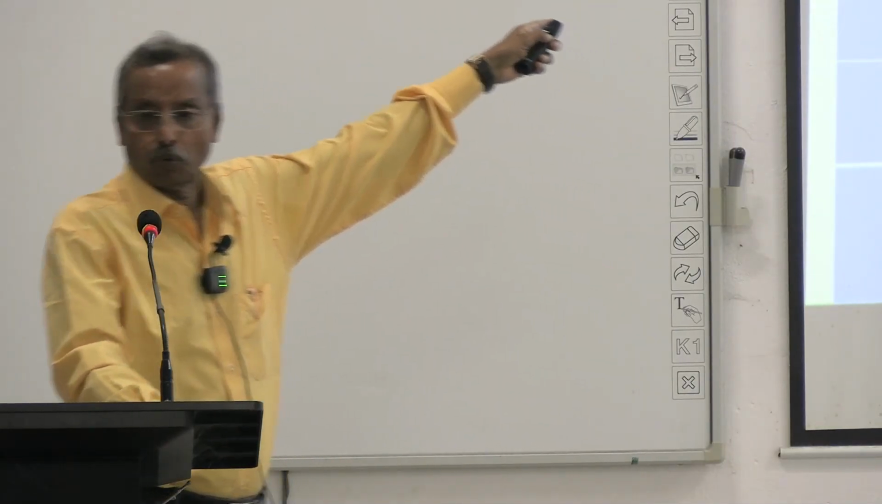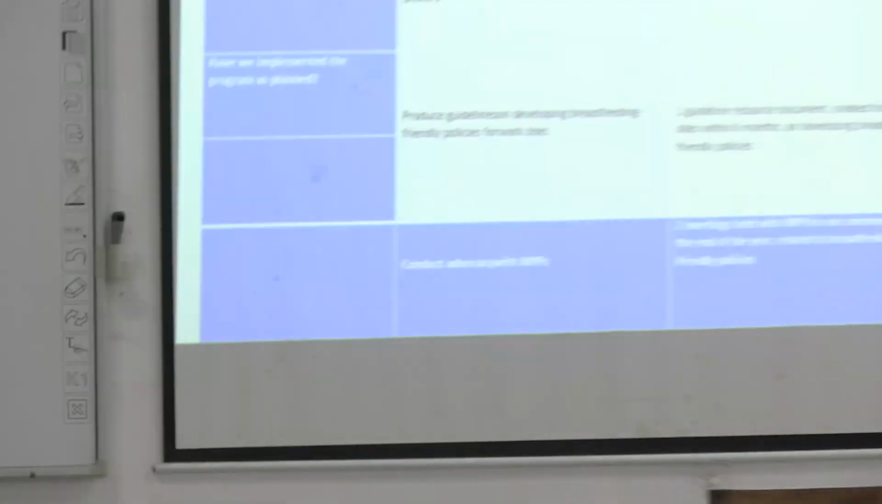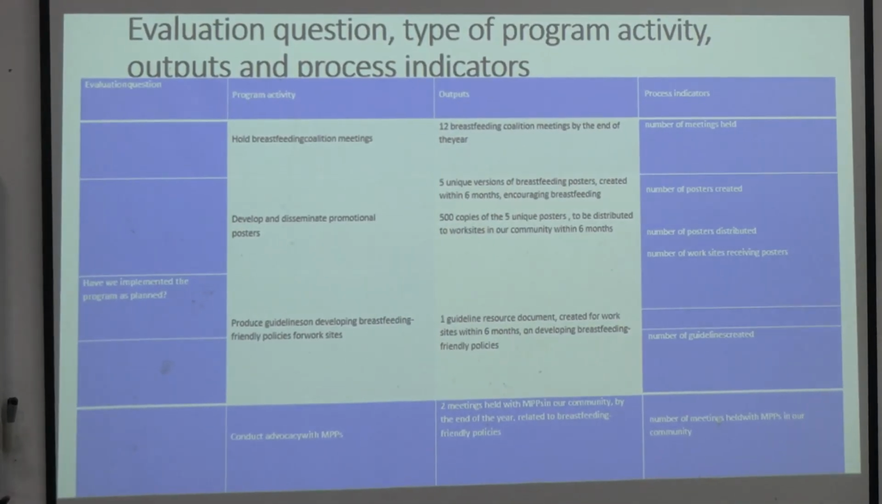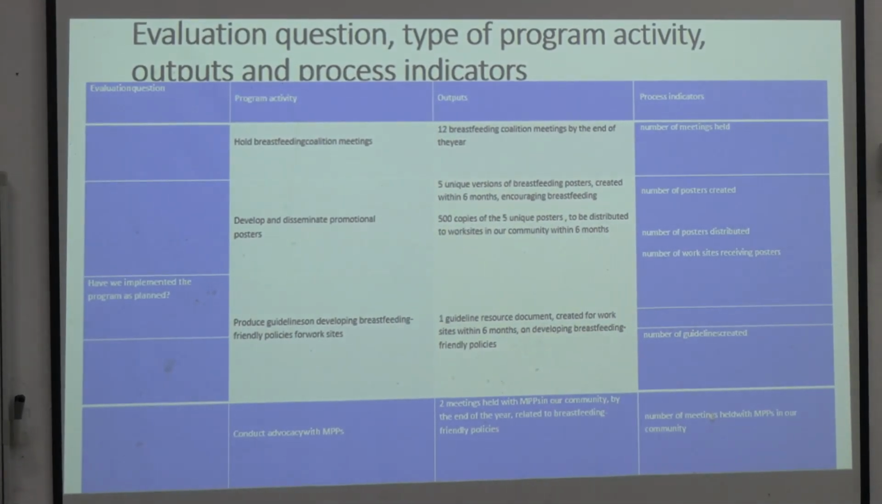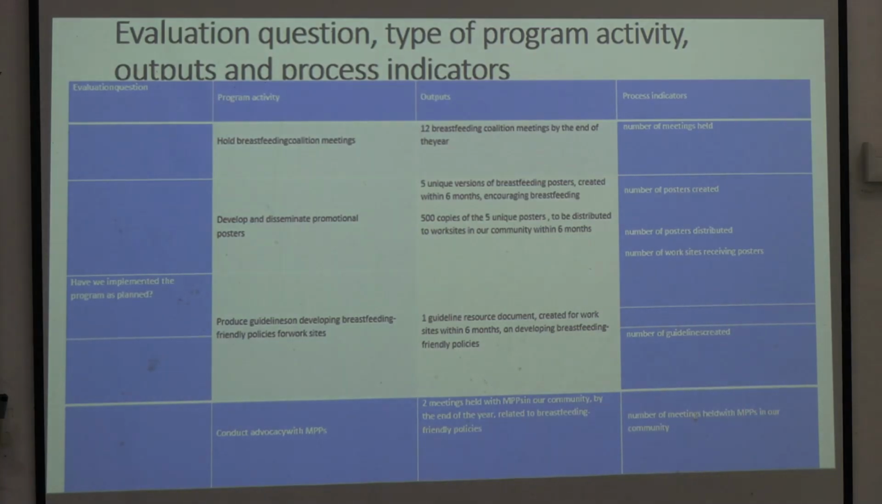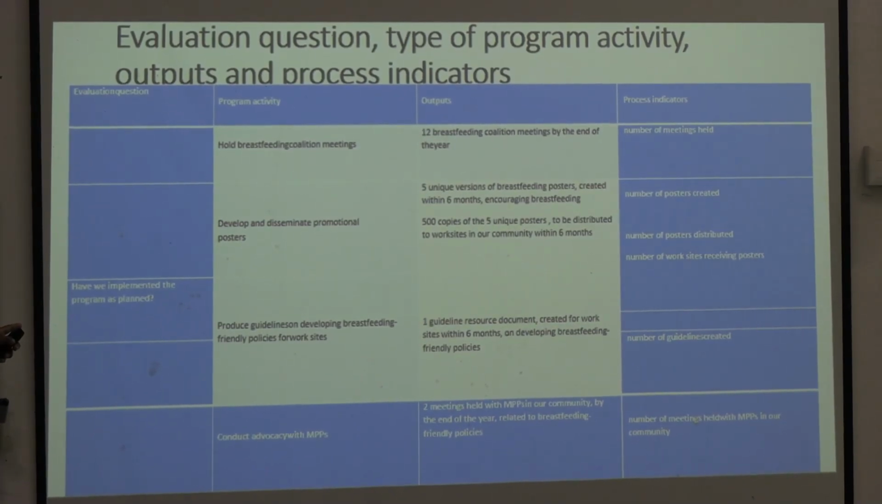What was the program activity to achieve the goal? Hold breastfeeding coalition meeting. That means to increase the practice of breastfeeding, we have conducted meetings. How many meetings? Output 12. Breastfeeding coalition meeting by the end of this year. We held 12 meetings within one year.